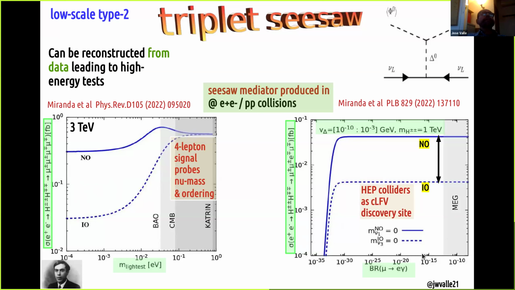But now I can correlate it with the branching ratio for mu to gamma. And you can see very clearly the vertical band is ruled out by MEG. Everything to the left of that band is unexplored territory. So you can discover charged lepton flavor violation in the domain of high energy physics, of collider physics. So colliders can provide the discovery site for charged lepton flavor violation. And in addition, like before, you may be able, if you are lucky, to probe normal from inverted mass ordering.